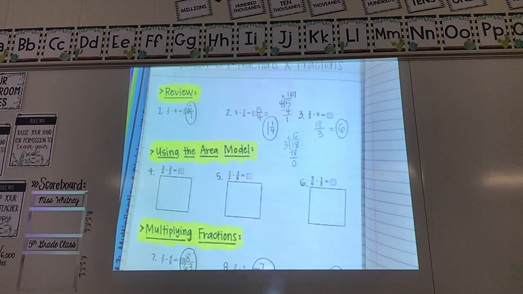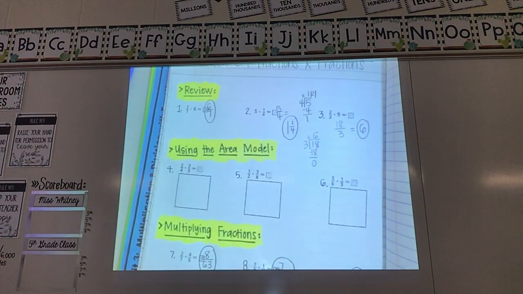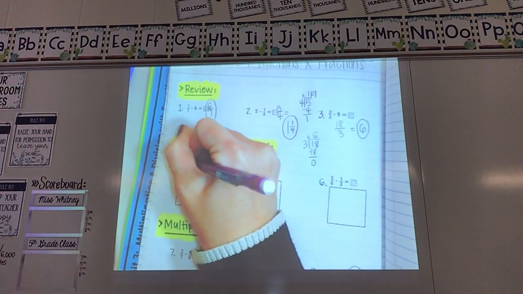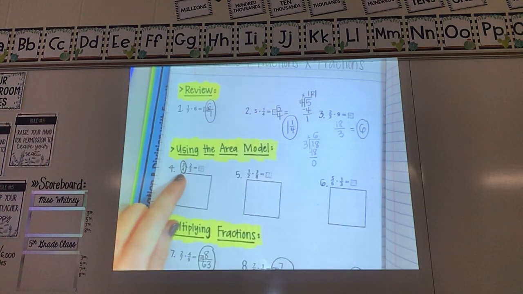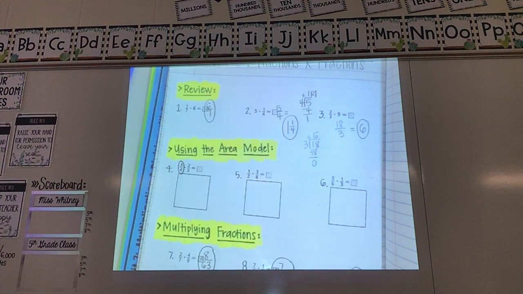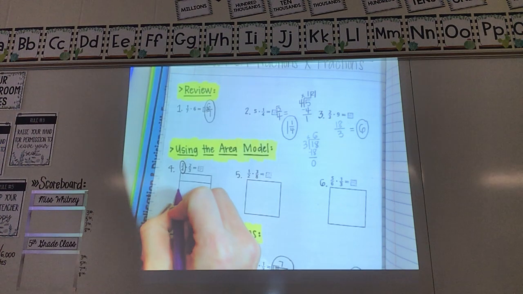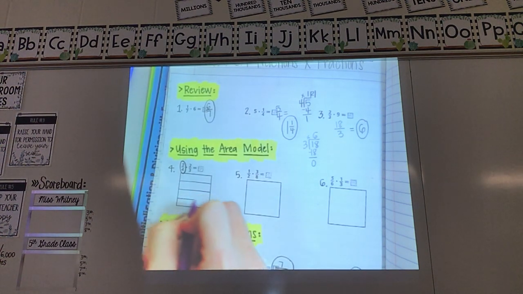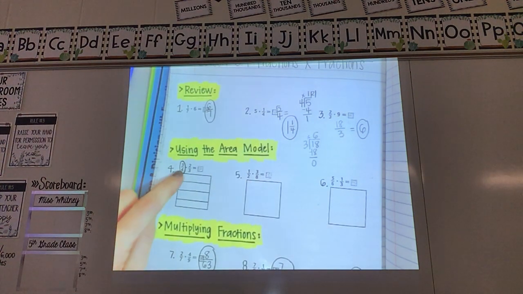Let's look at number 4. We have 3/4 times 2/3. Well, first I'm just gonna look at this first fraction, and I'm gonna look at the bottom number. What is the bottom number of my first fraction? A 4. So I need to go down here to my box, and going across, I need to cut my box into 4 slices. So I'm just gonna make them as even as I can. And there we go, 1, 2, 3, 4. I have 4 slices there because my bottom number was a 4.